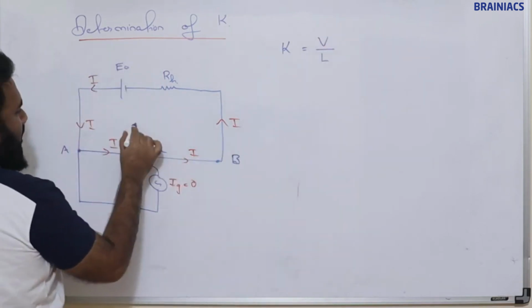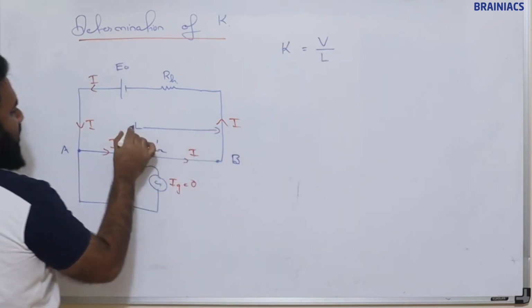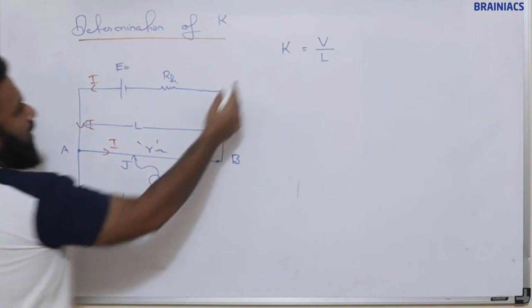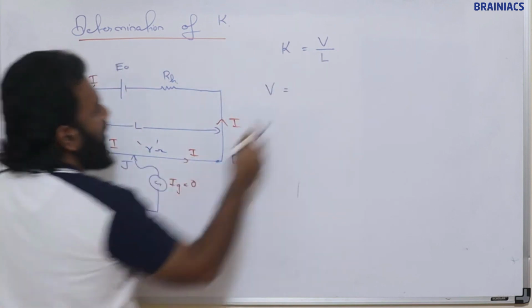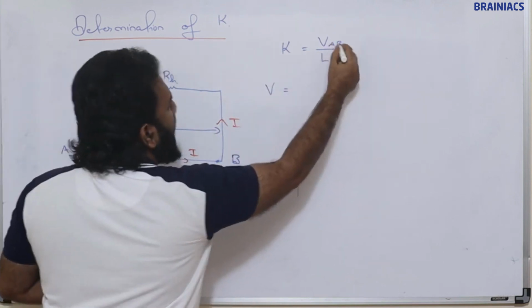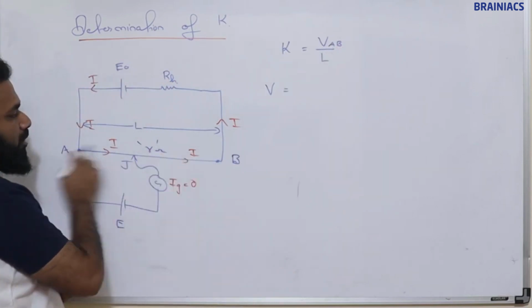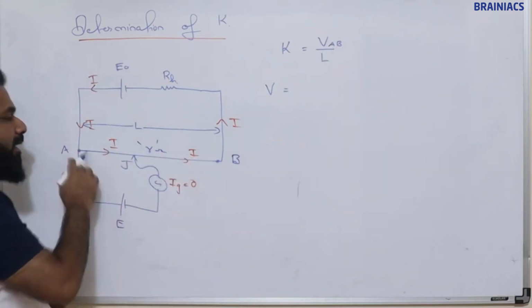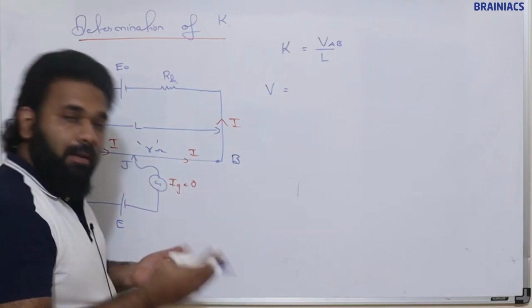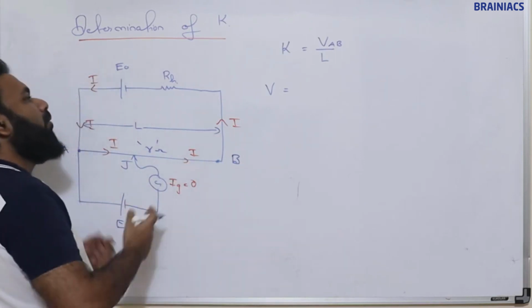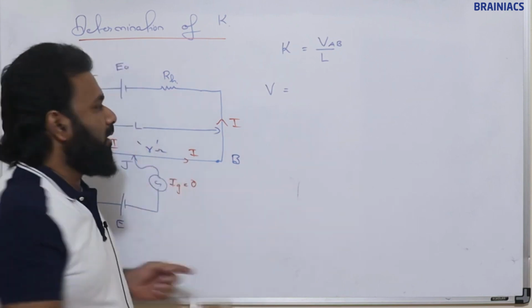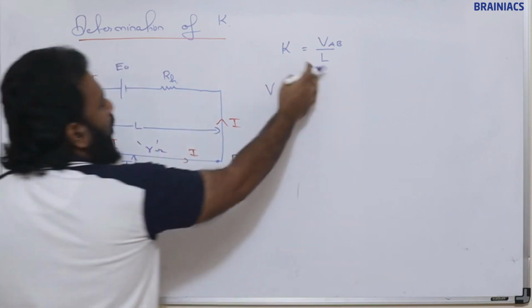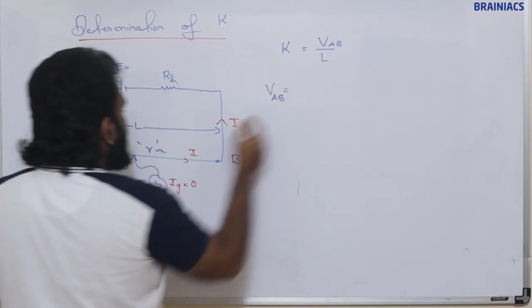Suppose the length of this wire is L, then K is equal to V by L. What is V? That is VAB. Total potential across this wire divided by its length is what? Voltage per unit length, potential drop per unit length, potential difference per unit length. All are the same.